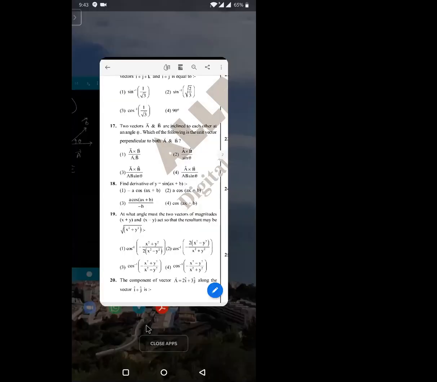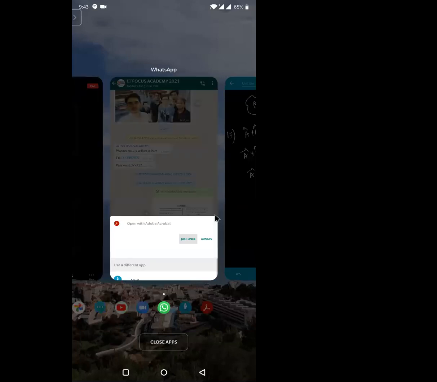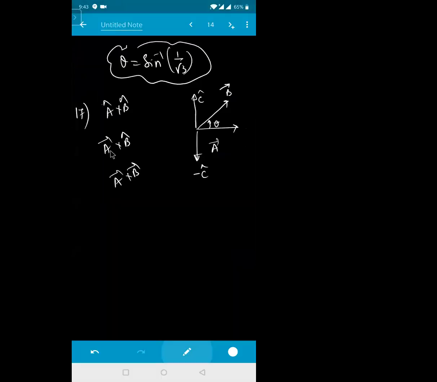So what is the best option I can write for the given condition? Second option. Because I can write here A cap cross B cap as A bar cross B cap and A bar cross B bar. See, A bar cross B bar is your resultant C bar. A bar cross B cap, that means B cap is nothing but the direction of the vector only. So this B cap is also in the same direction. That will also give me the same condition. Clear for everyone? So second option must be the answer for the 17th question. For the 17th question, second option must be the answer. Okay.